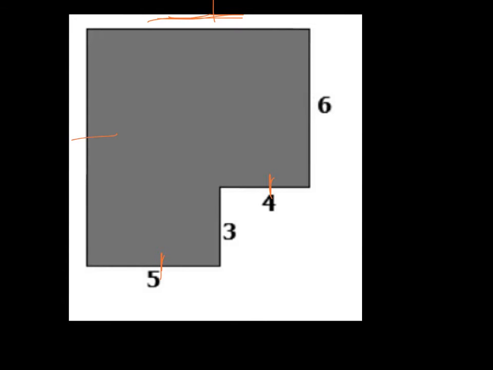And then same thing over here. This side plus this side, that's also 6 plus 3 is 9. So the side over here is also 9. So now I'm going to add 9 plus 9, and I'm going to get 18, plus 6 is 24, plus 4 more is 28, plus 3 more is 31, plus 5 is a total of 36.